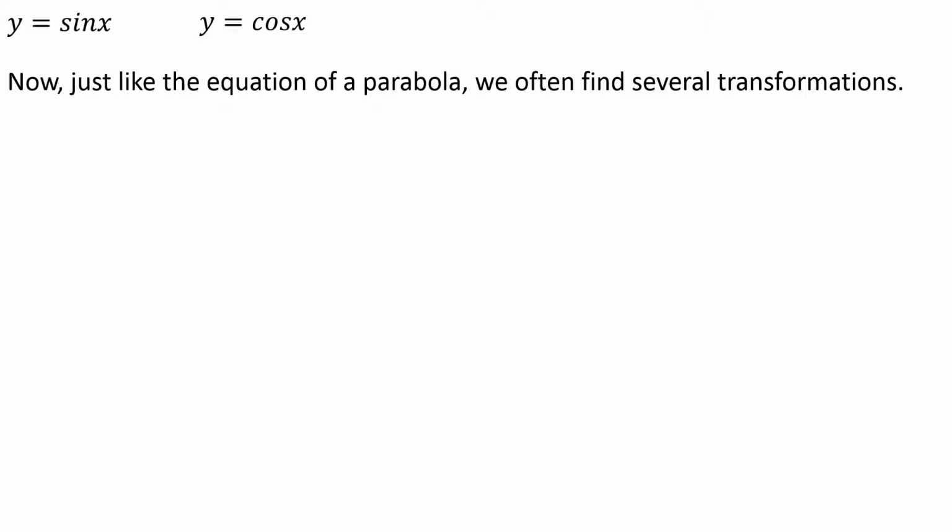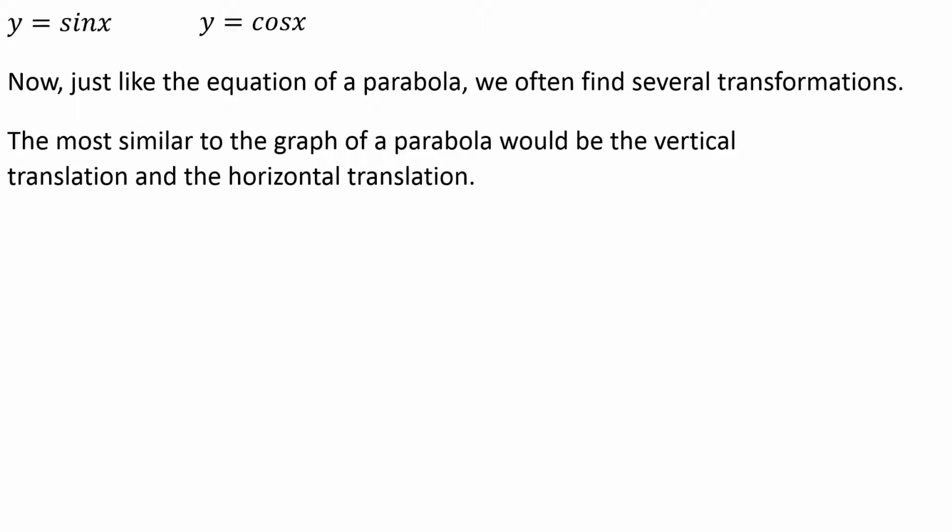Now, if you remember when we worked with the parabola, it was real easy to figure out how we were transforming it. So let's quickly remember what our vertical and horizontal translations did. Our basic parabola was y equals x squared. It would make a U shape, a parabola shape.